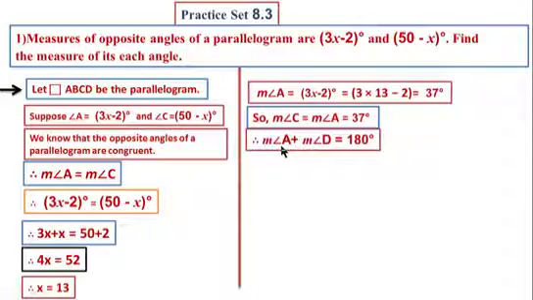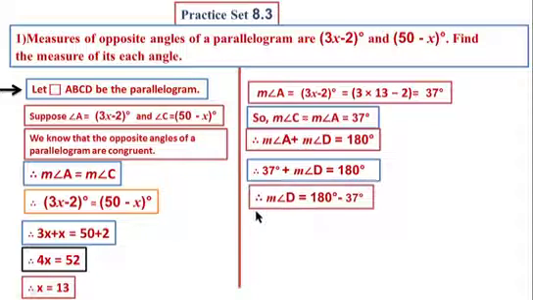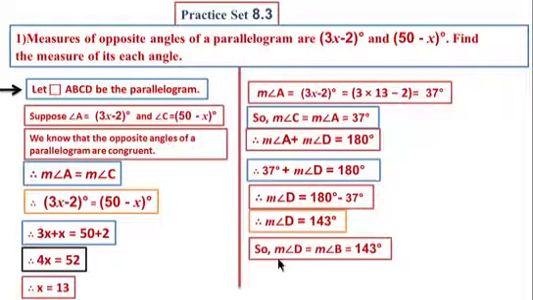Therefore here measure of angle A plus measure of angle D is equal to 180 degrees. We know the measure of angle A, that is 37 degrees, plus measure of angle D is equal to 180 degrees. Therefore measure of angle D is equal to 180 degrees minus 37 degrees. Therefore measure of angle D is equal to 143 degrees. So measure of angle D is equal to measure of angle B, is equal to 143 degrees.